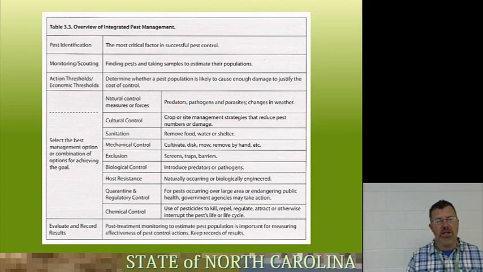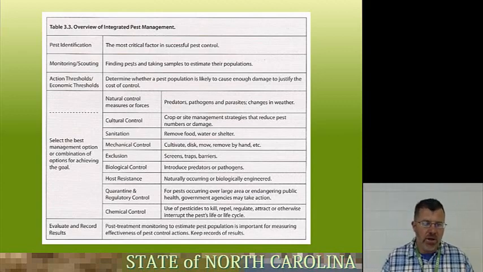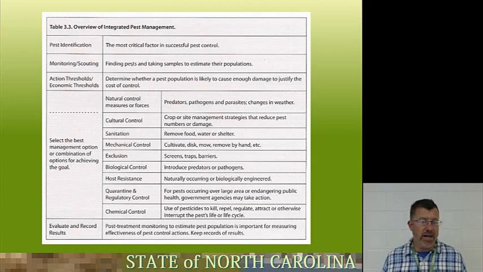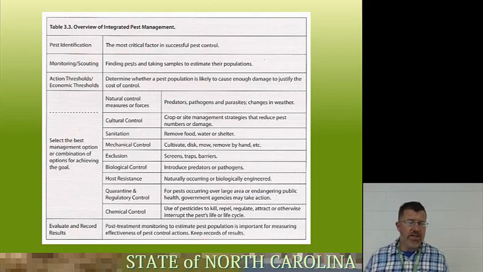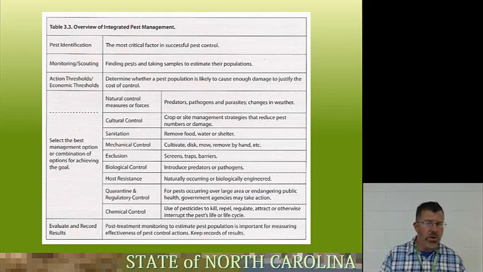And then you're going to select the best management option or combination of options for achieving that goal, whether or not it's going to be used in natural control, such as predators, pathogens, or parasitoids. Is it going to be cultural control? Is it going to be a crop or site management strategy that reduces the numbers or damage? And then sanitation, simple as removing the food, water, or shelter.